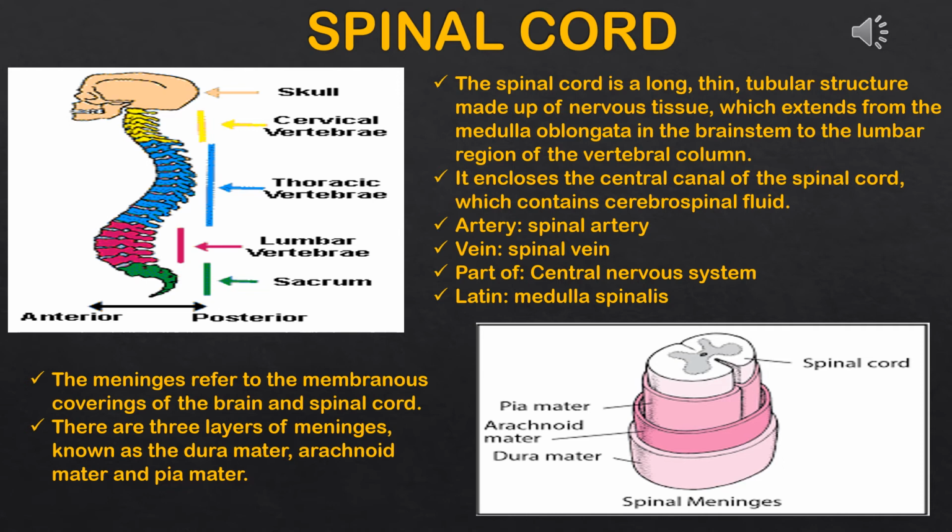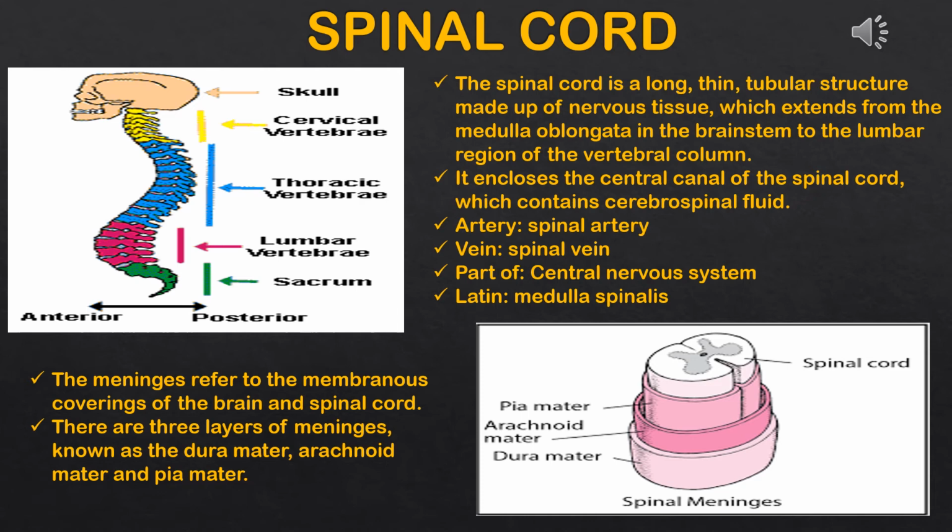The artery within the spinal cord is called the spinal artery. The vein within the spinal cord is called the spinal vein. The spinal cord is part of the central nervous system or CNS, and its Latin name is medulla spinalis. Now, moving forward to the next diagram, that is spinal meninges. First, let me talk about the first diagram. See the spinal cord diagram: skull, that is brain, cervical vertebrae, thoracic vertebrae, lumbar vertebrae, sacrum, and the last one is coccygeal vertebrae. The total thing is the spinal cord.